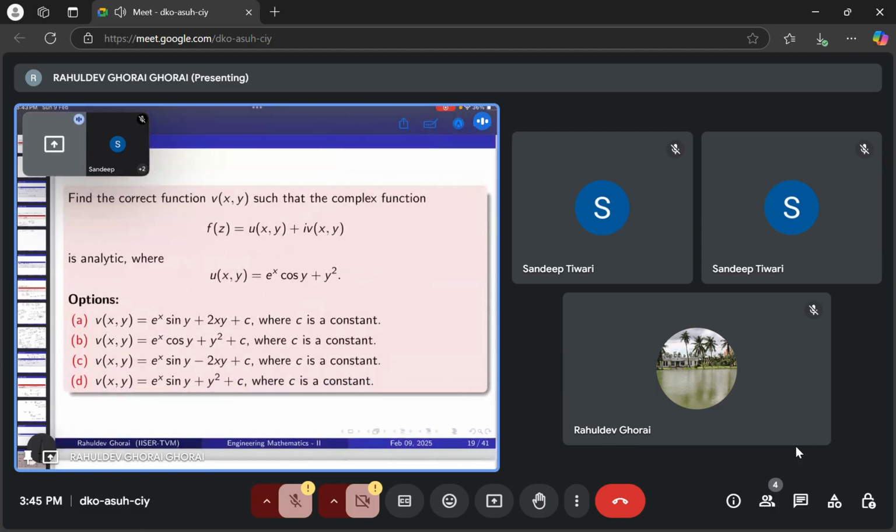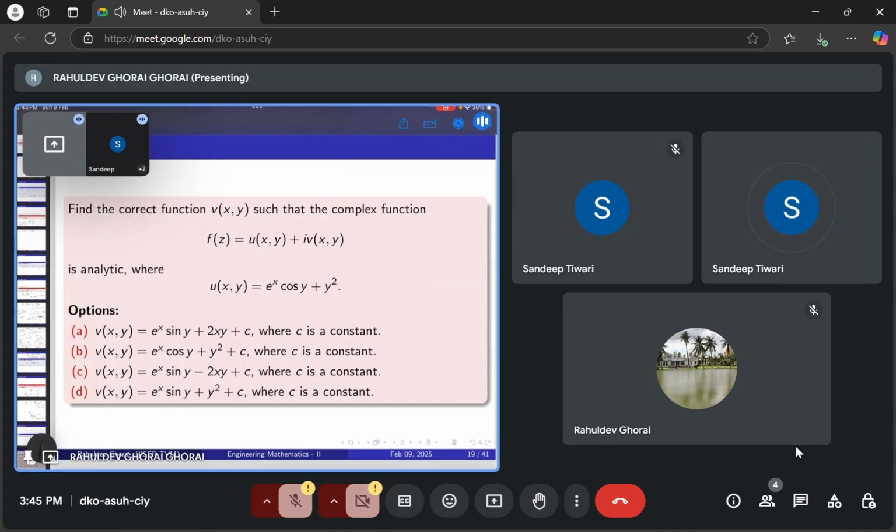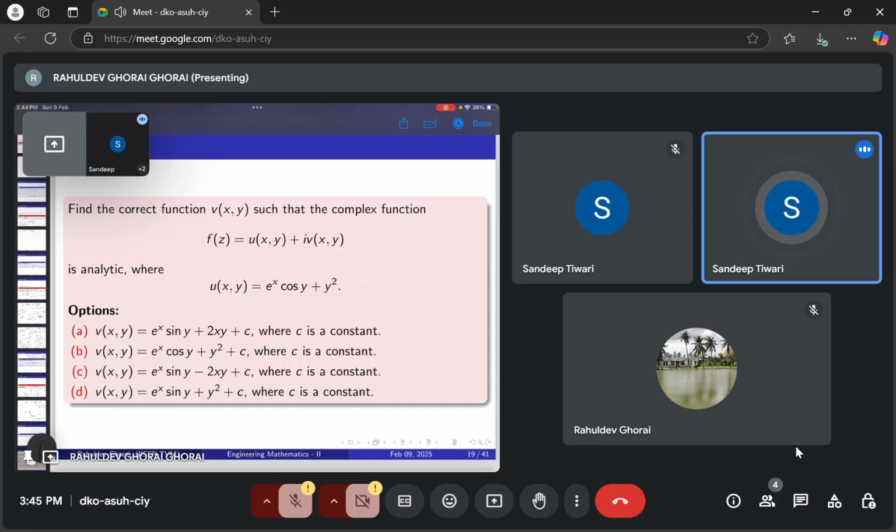Right. So, yeah, now it comes to the CR equations, right? Find the correct function V(x, y) such that the complex function is analytic, where U(x, y) is e to the power x cos y plus y square. Try. Sir... Sorry? No, sir. Nothing.